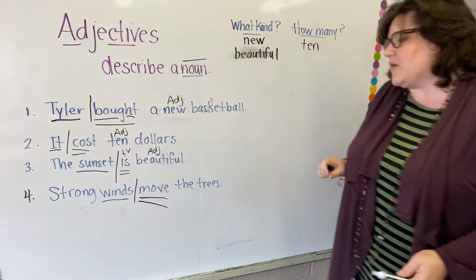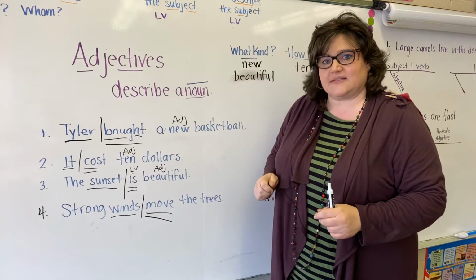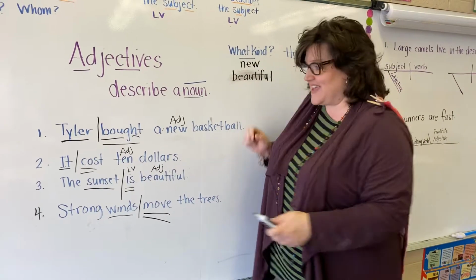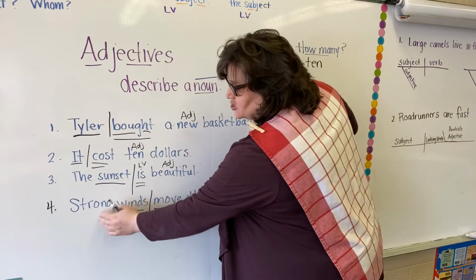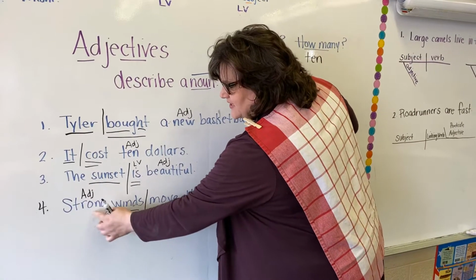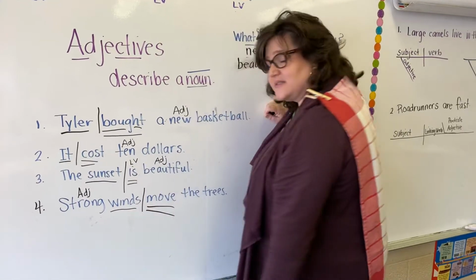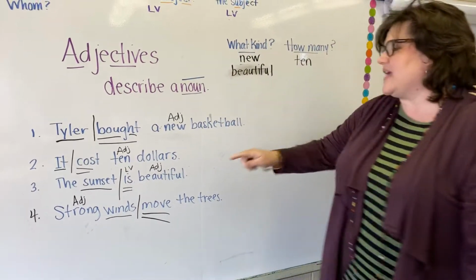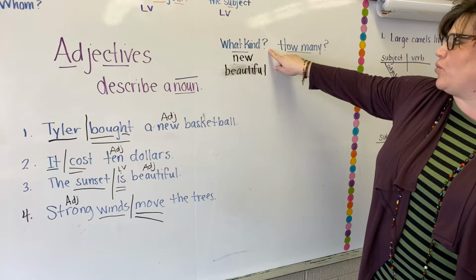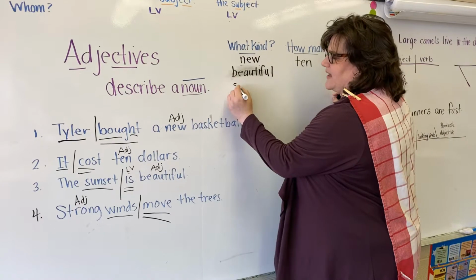Now, do I have a word, an adjective that's describing a noun in this sentence? And the answer to that question is yes. And the adjective is strong. And I want you to ask yourself, what is strong describing? Strong is describing winds in that sentence. So what question is it answering? What kind or how many? Strong answers what kind?